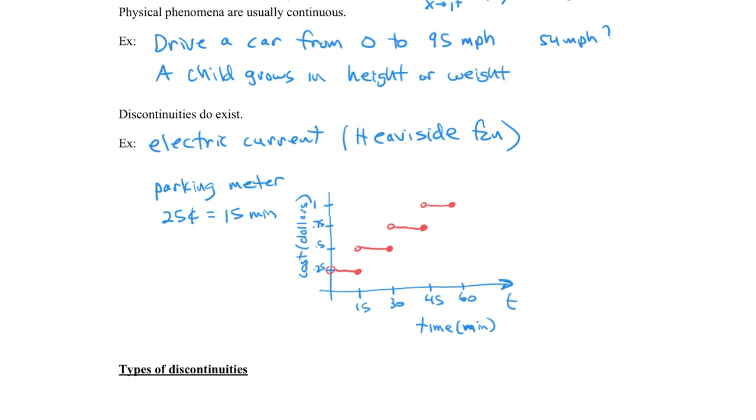Here's another example of a parking meter. Let's say this parking meter only takes quarters and it's 25 cents for every 15 minutes. So you'd have a step function like this. It's definitely discontinuous. At every 15-minute interval, there's a jump, right? It jumps up. So there are discontinuities that exist, of course. For the most part in calculus, we avoid the spots that are discontinuous. We concentrate on the places in the function that are continuous.